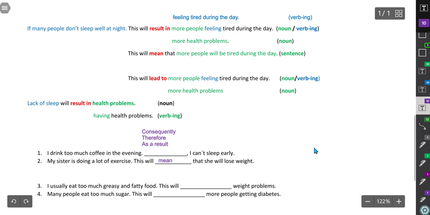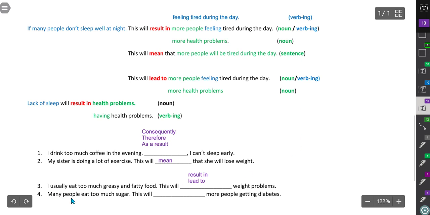So try to identify the patterns, the special forms. Then I usually eat too much greasy and fatty food. This will weight problems. Okay, so in this case, weight problems, we have a noun, we have an object, we have something. If we go back to our examples, in this case, we can use two possible ideas. For example, you can say this will result in weight problems, or this will lead to weight problems. These are the only possibilities. Okay, mean is more common with complete sentences.